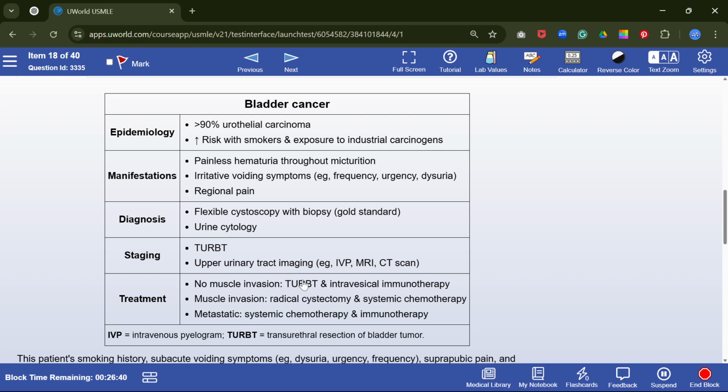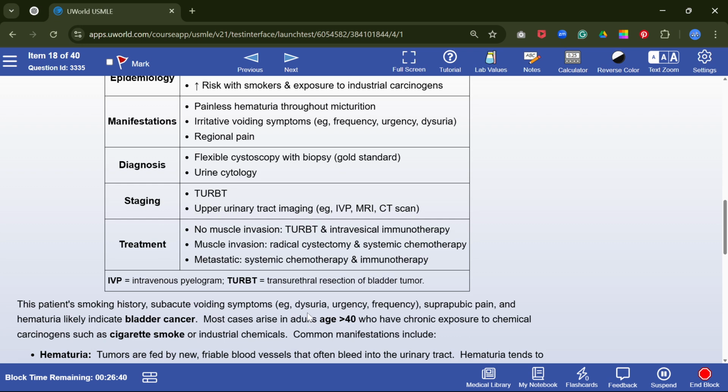Treatment: no muscle invasion, transurethral resection of the bladder tumor and intravesical immunotherapy. Muscle invasion, radical cystectomy and systemic chemotherapy. Metastatic, systemic chemotherapy and immunotherapy.